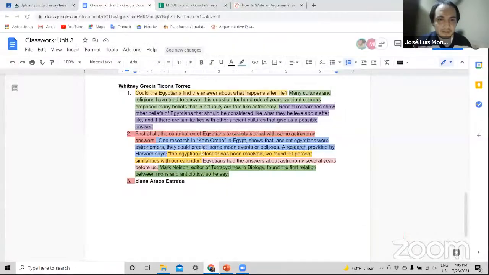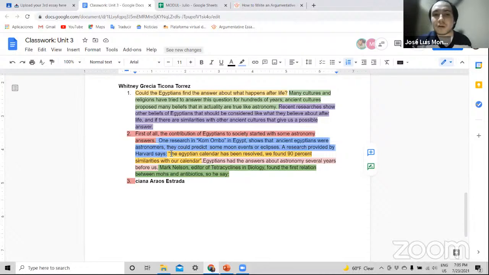Give me a second. This is the introduction of the evidence from one research. Because you're telling me that you're going to mention this calendar in Egypt, this is a little bit of context of what you're going to talk about. And then you're mentioning that a research provided by Harvard says. That is the introduction of your evidence, because you're giving me some context and you're telling me what the source is that you're going to use, in this case, Harvard, right? So that's step 3.